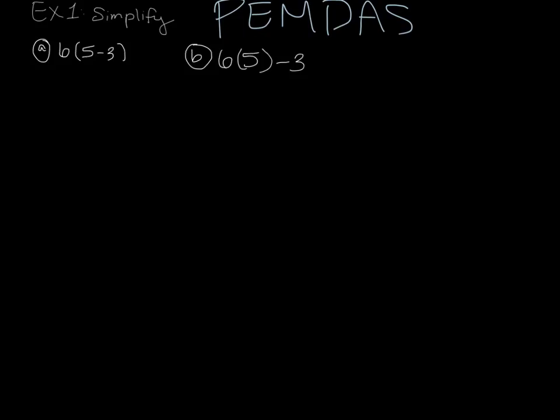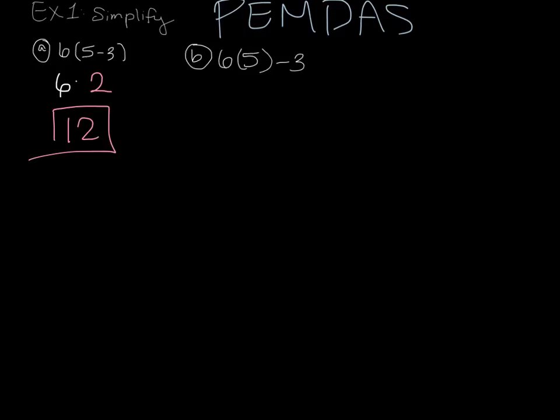All right, so in this first problem, we see that we do have parentheses. Parentheses in this case are the grouping symbols. Inside, we've got 5 minus 3, so we're just going to replace that with a 2, and we still have 6 times that 2. And 6 times 2 is 12. And there's our answer for this first expression.